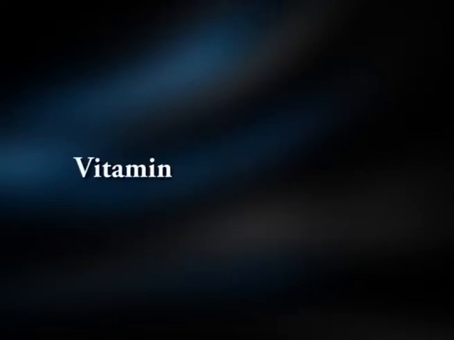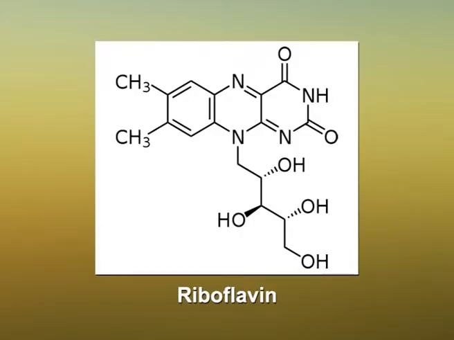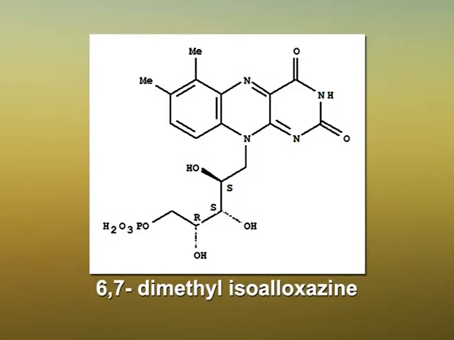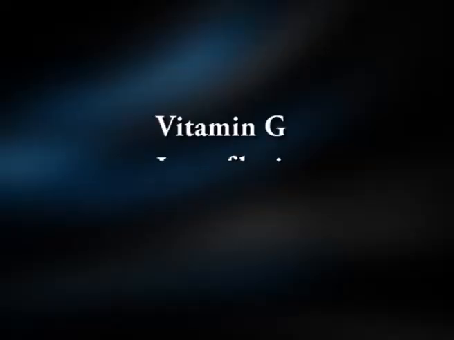Number 2 is vitamin B2 or riboflavin. Riboflavin contains 6,7-dimethyl isoalloxazine, a heterocyclic 3-ring structure attached to D-ribitol by a nitrogen atom. Riboflavin is stable to heat but sensitive to light. It is also known as vitamin G or lactoflavin or ovoflavin.